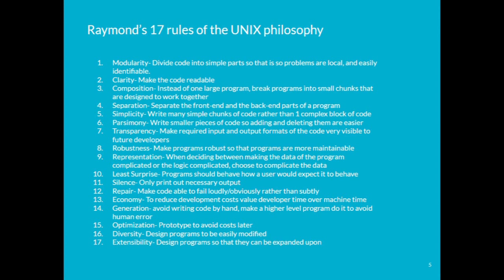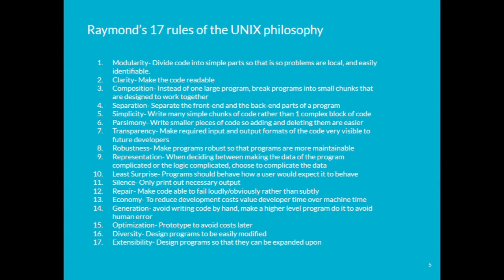Along with the Unix philosophy, a person named Eric Raymond came up with 17 rules in his book on the subject that I will go through briefly. Modularity divides the code up into modules to keep problems local and easily identifiable.